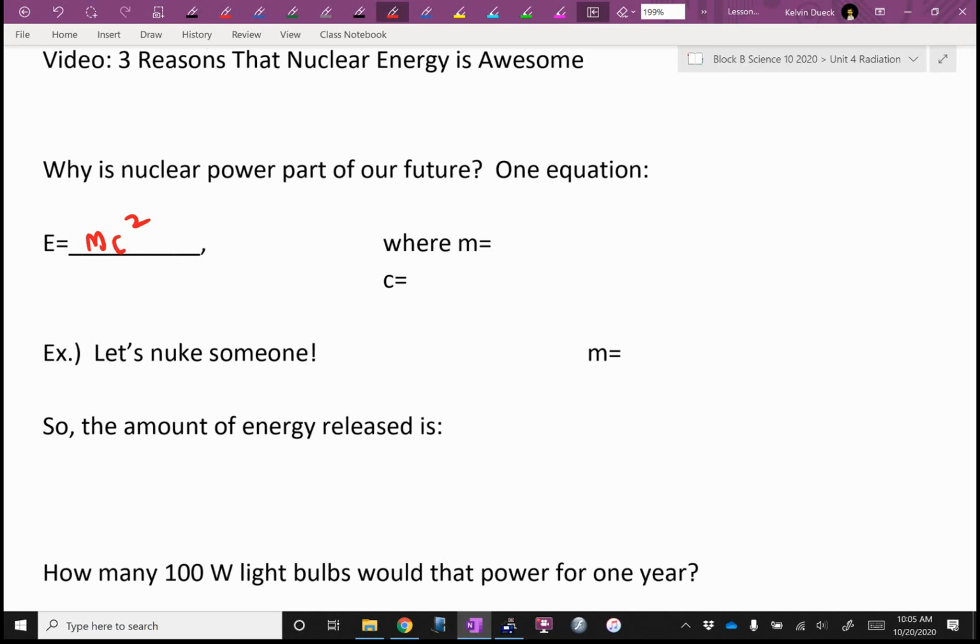First of all, the E stands for energy. What this says is that all matter can also be converted into energy, into pure energy, typically heat and light.